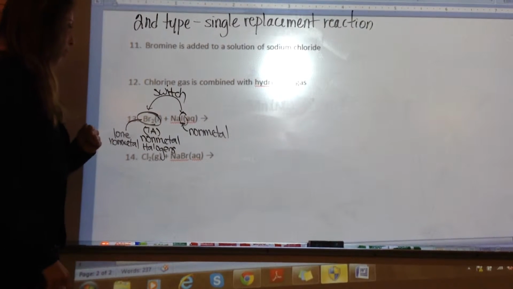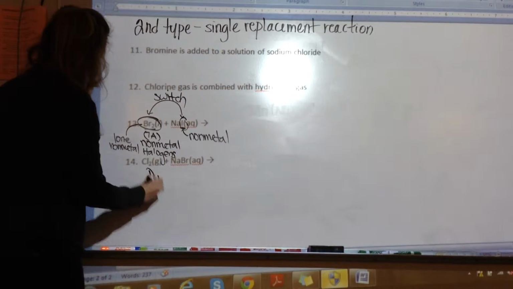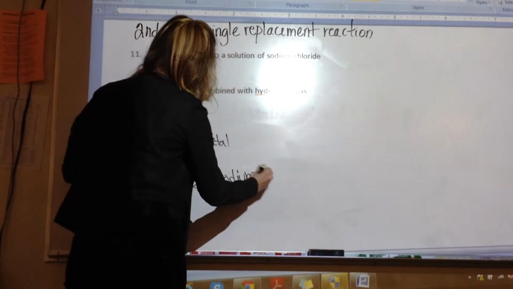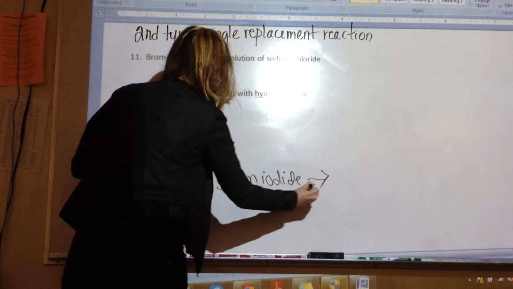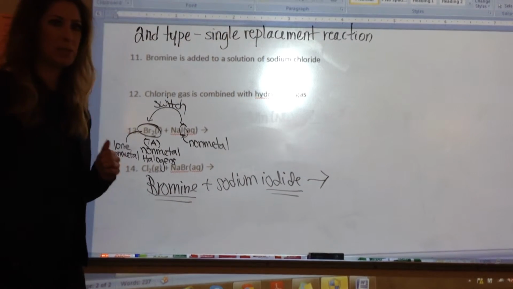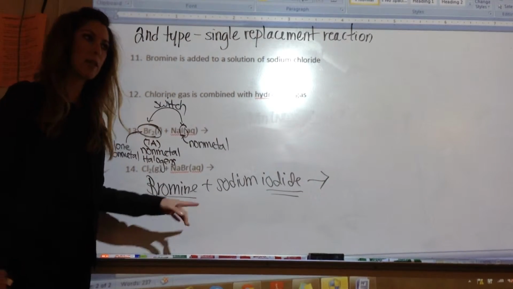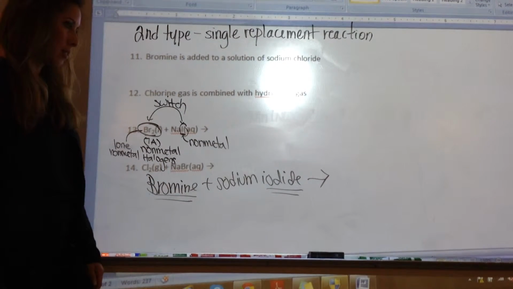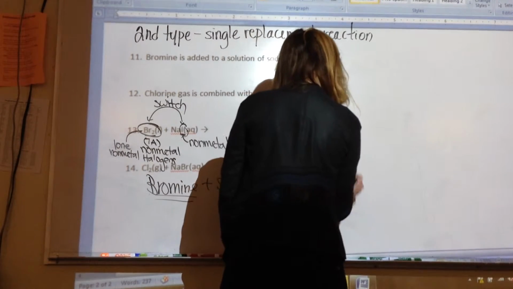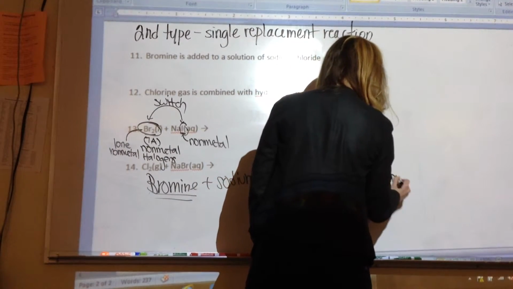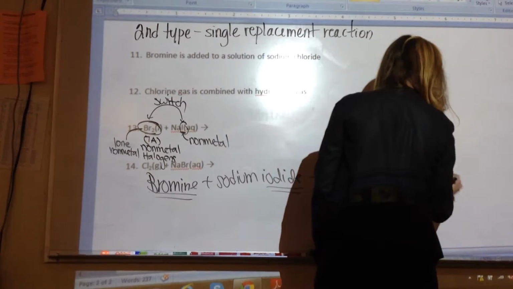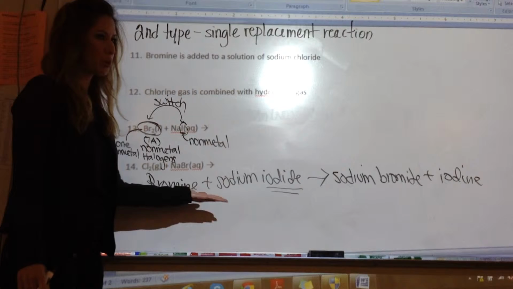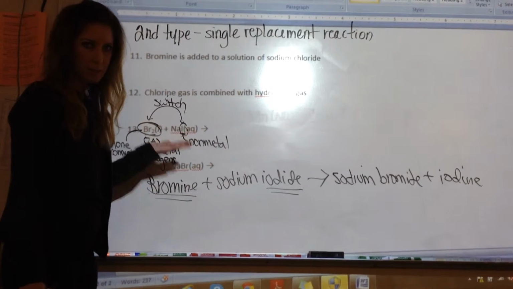Okay? So what I'm going to do is write this out in words. This is bromine plus sodium iodide. I'm going to underline the iodide and the bromine because those are the two halogens that are going to switch places. When they switch places, what are the names of my products? Sodium bromide and iodine.